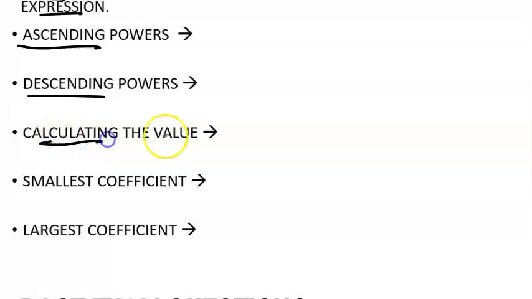Calculating the value. For calculating the value, you're going to see a little bit later on, we'll need to know substitution. So to calculate the value of an expression, we need to substitute a particular value that a variable would be equal to. They'll tell us, for example, if x equals 1, calculate the value of the expression, or if x equals 0, calculate the value of the expression. Remember to substitute, and yes, you can use a calculator there. Smallest coefficient means the smallest number that is attached to a variable, and the largest coefficient will be the largest number that is attached to a variable.